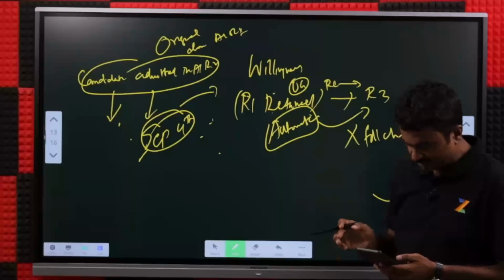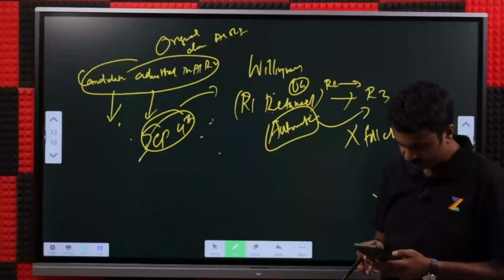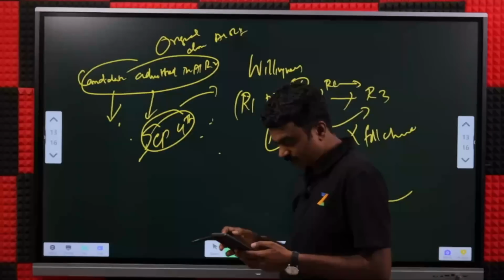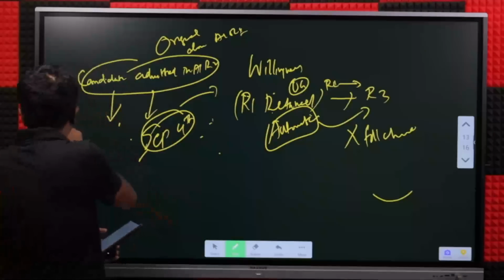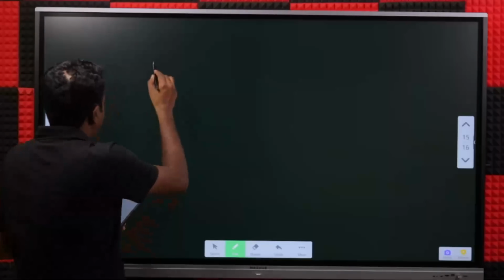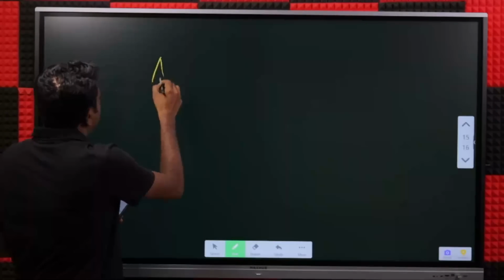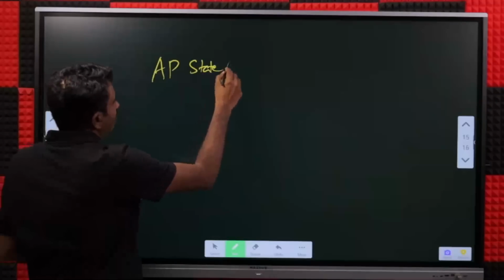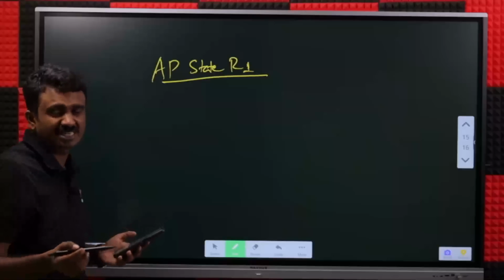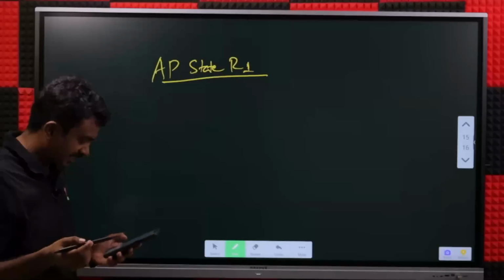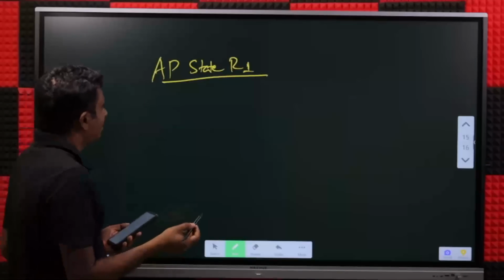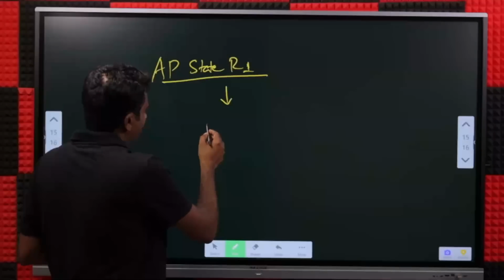So AP, okay, 2 queries we will address quickly. AP state R1 is delayed. State R1 is delayed. I am not sure what scenario you are in. These are relevant, sorry if you are from another state, because AP, Bihar, Karnataka candidates, etc., and a few other states, 1 or 2 smaller states, are facing a problem with delay in round 1 counseling.